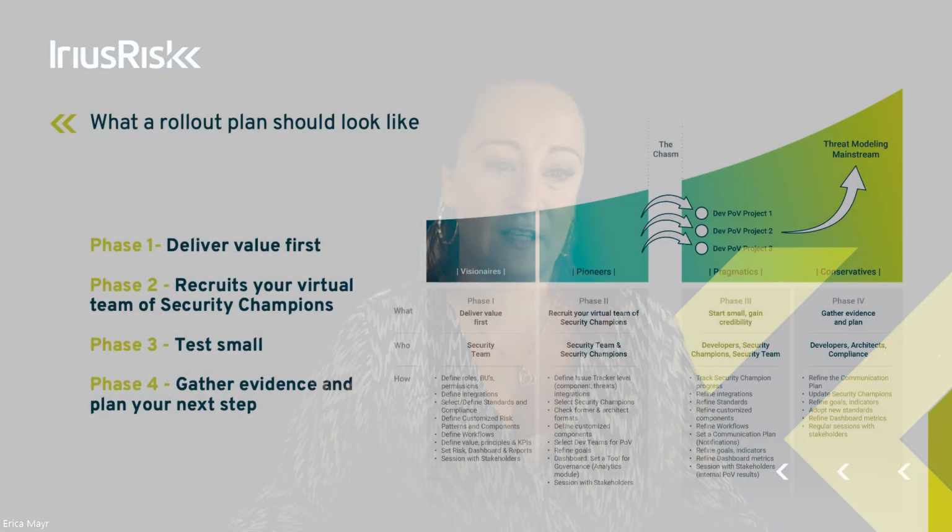A rollout plan can greatly vary. However, a phased approach has proven to be the most successful. At each phase of the rollout, the evidence of value should be the key focus. Demonstrate the value of threat modeling by showing how it enables better collaboration, better security, and lower costs. So here are the phases.